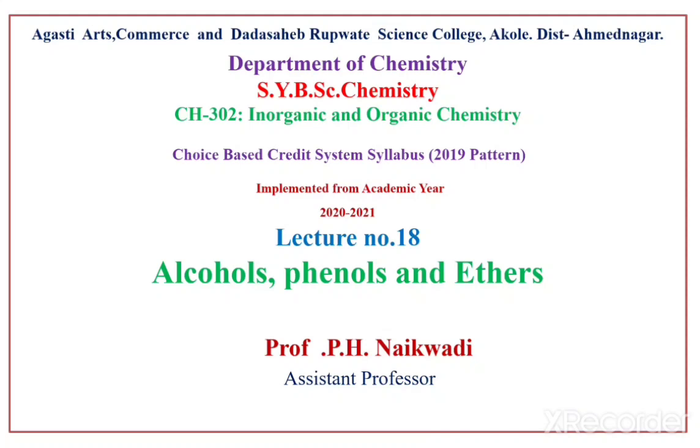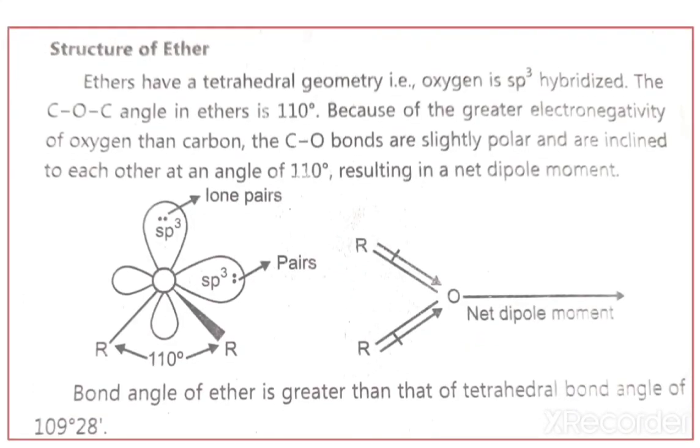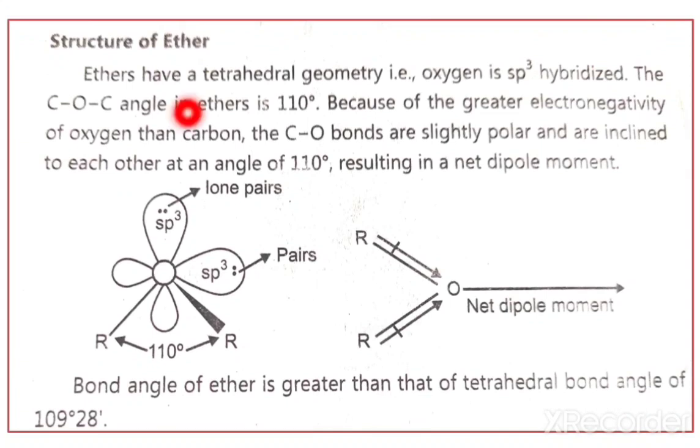Today we will start the remaining part of ether, that is the structure of ether. Here is a simple structure, that is ROR, where R means the alkyl part, and here the oxygen. These ethers have tetrahedral geometry, that is, oxygen is sp3 hybridized, and the bond angle carbon-oxygen-carbon in ethers is 110 degrees.